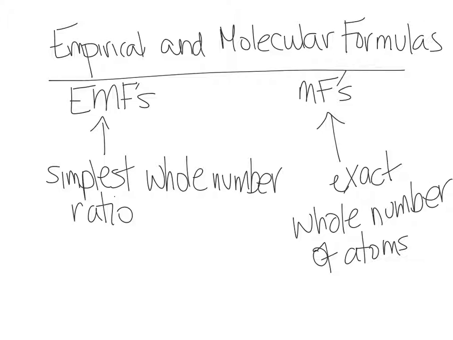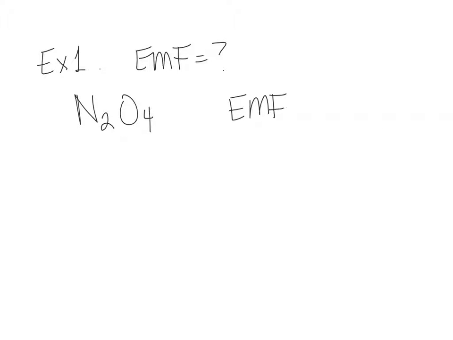So, example 1. What is the empirical formula for N2O4? N2O4. Is that in the lowest possible ratio? Ridgeway? Yes. So the EMF is NO2. You can divide both of those numbers by 2. So N1O2.